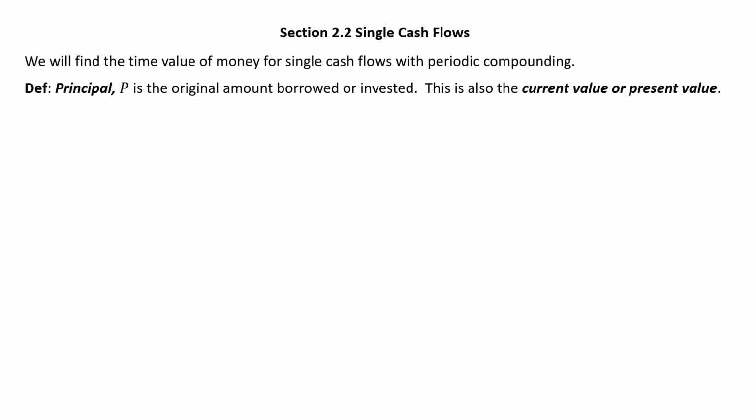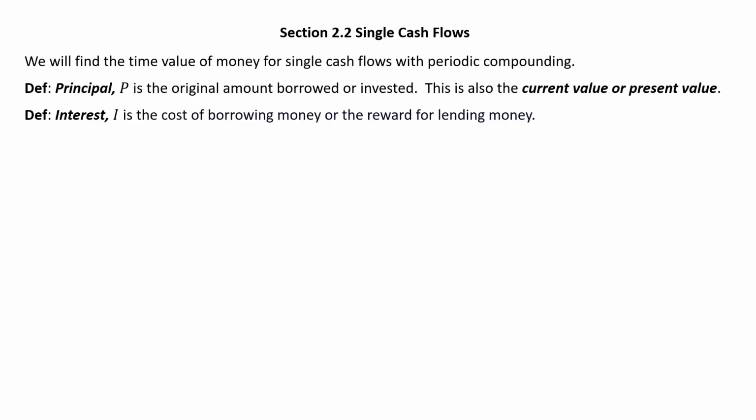The principal P is the original amount borrowed or invested. Okay, we are looking at things in terms of borrowing some money from a bank or something like that. So if you borrow some $1,000, then the principal P is $1,000. This is also the current value or present value, right? That makes sense, right? You just borrowed the money, you have that money with you at this point of time. So that means that's the current value or the present value.